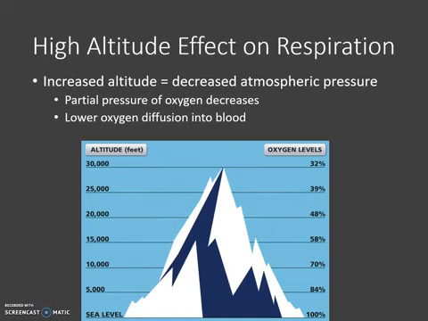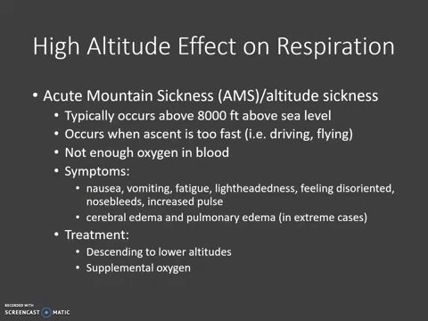Now, our bodies can adapt to our environment to a degree. So let's take a look real quick at something that happens if you go up in altitude too quickly. There's something called acute mountain sickness, or altitude sickness, and it typically occurs above 8,000 feet above sea level. And it occurs when you go up too fast.